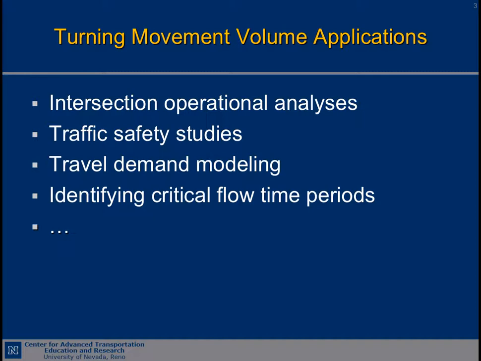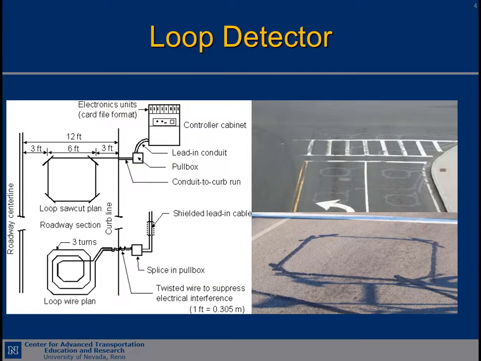Turning movement volumes have a lot of different applications in transportation engineering. Here you can see a few examples. For example, in traffic safety studies, you need turning movement volumes at each intersection. We can obtain turning movement volumes automatically because almost all signalized intersections have loop detectors as a means of controlling the signal.